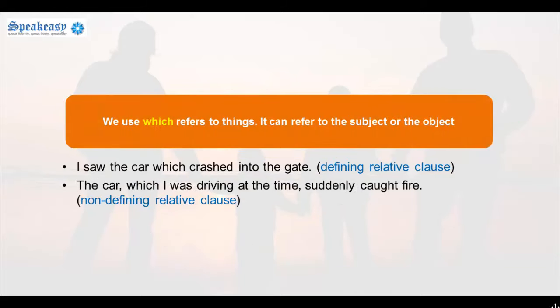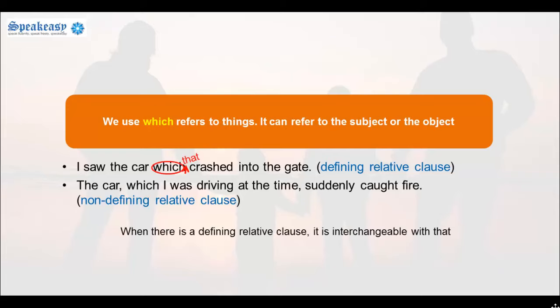We use which to refer to things. It can refer to the subject or the object. I saw the car which crashed into the gate. The car which I was driving at the time suddenly caught fire. When there is a defining relative clause, it is interchangeable with that.